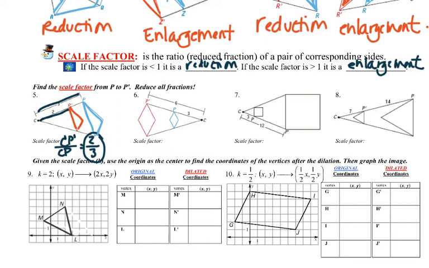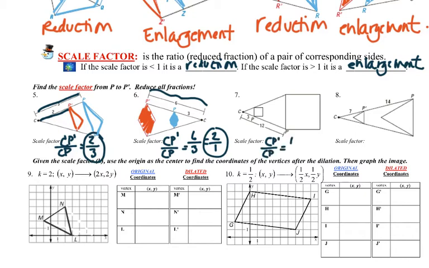CP prime over CP. I like to write the formula every time. CP prime over CP. So here, CP prime is 6 over 3. We always reduce it, so 2 over 1, or you could just say 2. The original is always blue. So what this scale factor of 2 is saying is that this red diamond is twice as big as the blue diamond.